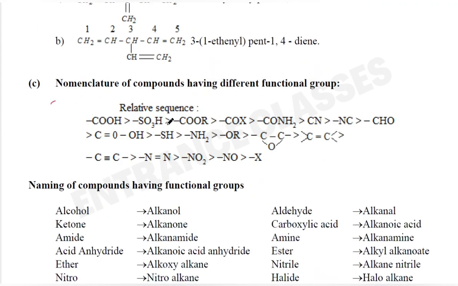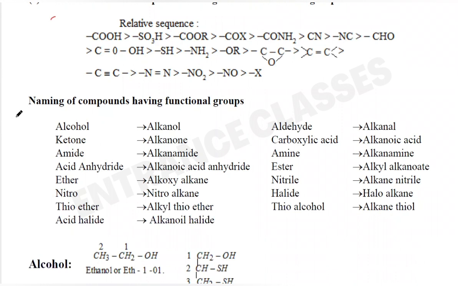Now, if the compound has different types of functional groups, the relative sequence is this. Carboxylic acid is maximum, next sulfonic acid, next ester, acid halide, amide, cyanide, isocyanide. So this order should be kept in your mind, should be memorized.